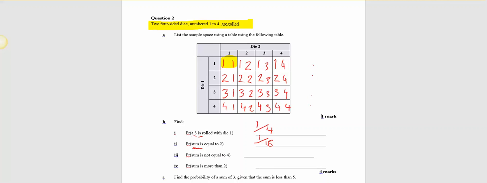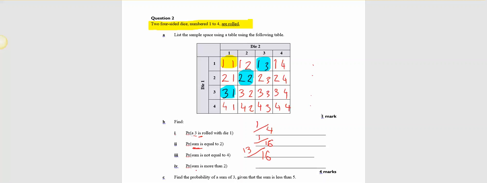The next question says the sum is not equal to 4. So what's probably easiest is to work out how many equal 4. This one equals 4, so does this, and so does this. The rest of them equal a different number when they're added together. So if 3 out of 16 equal 4, then 13 out of 16 do not equal 4.